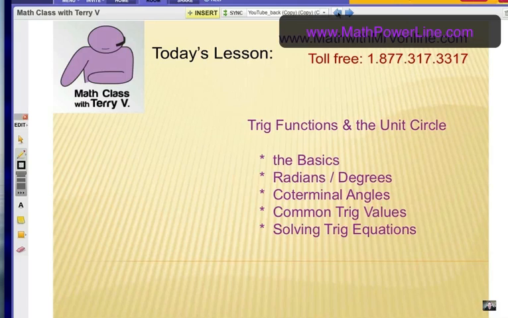And what I do is I call it how to use the unit circle. And then I have these kinds of lessons here. We talked about just the basics of what the unit circle is and how the angles that are created are either in radians or degrees and how to go back and forth and convert. What a coterminal angle is, other names for the same angle in a positive or a negative direction. How to find common trig values at certain angles around the unit circle, and then solving trig equations.